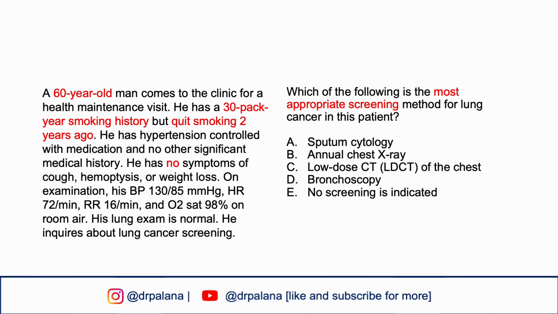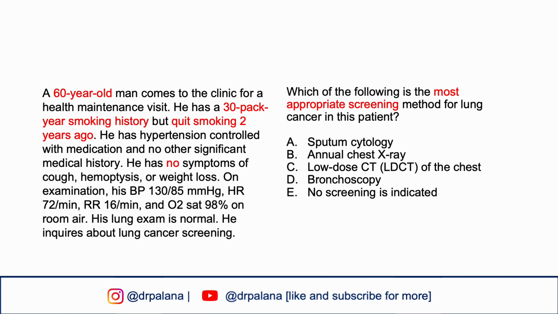In this patient, lung cancer screening is indicated due to his significant smoking history and age. The current guidelines recommend an annual lung cancer screening with a low-dose chest CT for individuals who have significant smoking history. Lung cancer screening with a low-dose chest CT is recommended for adults aged 50 to 80 years who have a 20-pack year or more smoking history and currently smoke or have quit within the past 15 years. This patient meets these criteria.